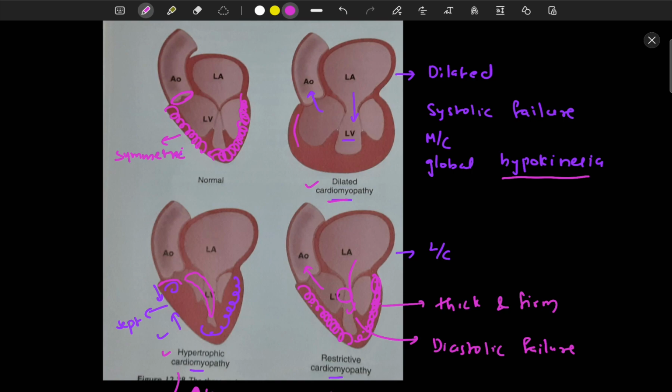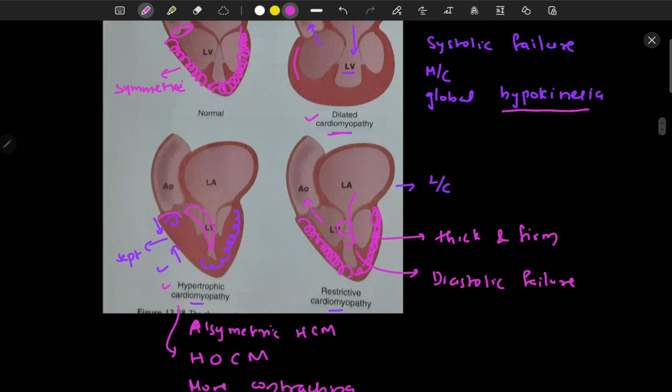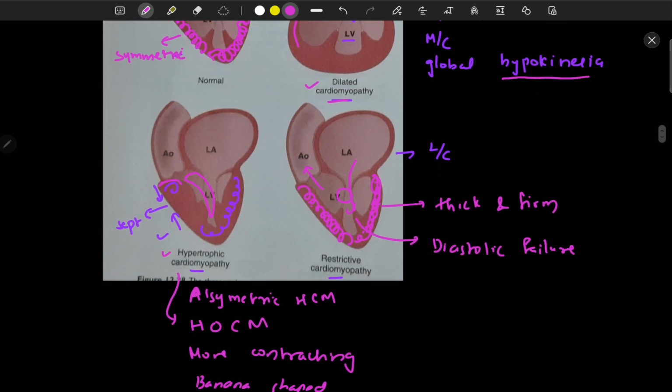So what I have said until now is that in dilated cardiomyopathy there is actually systolic failure. That is, the ventricular systole is affected. Whereas in hypertrophic cardiomyopathy there is an obstruction, a dynamic obstruction to the left ventricular outflow. I am repeating, it is a dynamic obstruction, whereas the static obstruction can be seen in stenosis conditions.